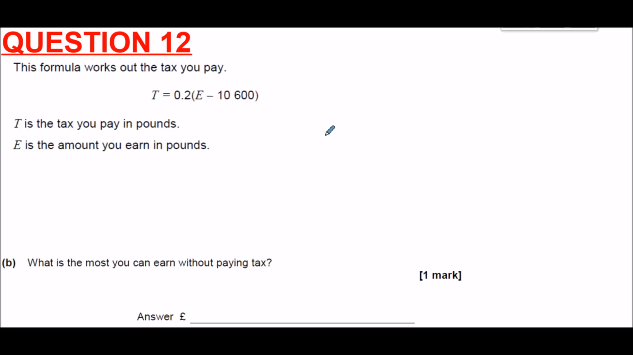And so the idea is, what would E have to be so that this whole thing, T for tax, would be 0? And so what this here means is 0.2. There's nothing in between the 0.2 and the bracket telling us what to do, so it will always mean we're multiplying it.